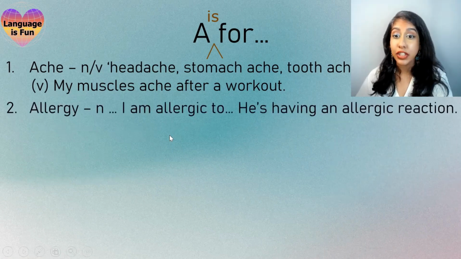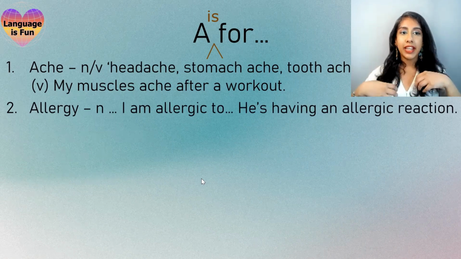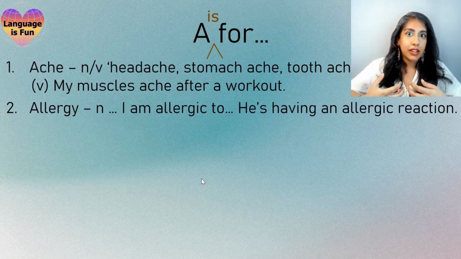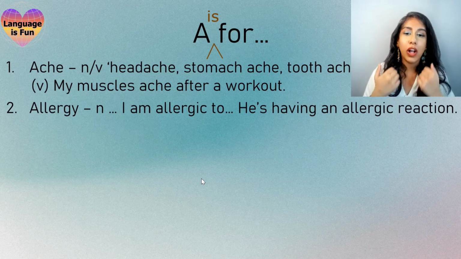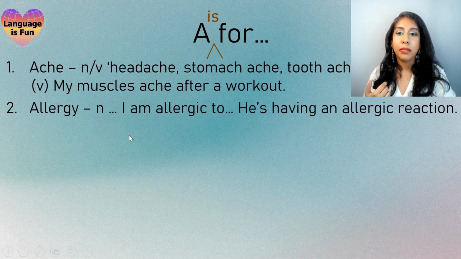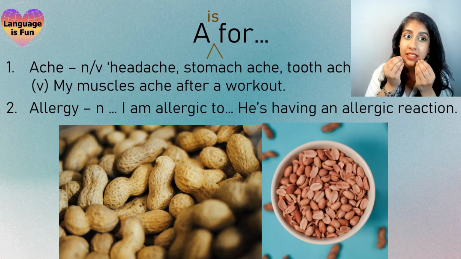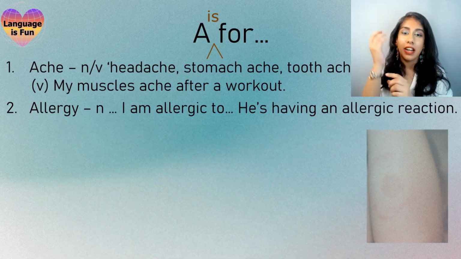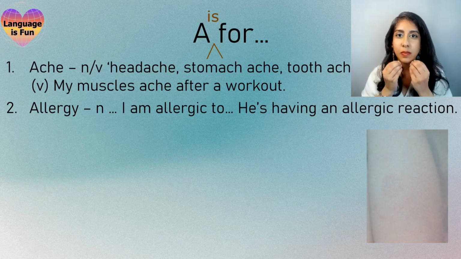We have allergy. I have a lot of allergies, okay? So an allergy is when your body reacts negatively. Your body does something when it touches something or if you swallow something. For example, people have peanut allergies, right? If you eat nuts, people get rashes. Like me, I get rashes. I get lots of red marks on my skin when I eat peanuts.